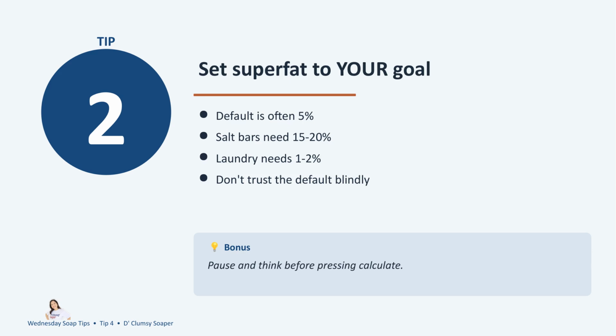Salt bars need a much higher superfat, somewhere between 15 and 20%, because salt hardens soap so aggressively that the extra oils help keep the bar from becoming uncomfortably drying on skin. On the other end, laundry soap bars need almost no free oils at all, typically 1 to 2%, because excess superfat leaves residue on your fabrics. So before you ever press calculate, stop and ask yourself what this soap is actually for, and set your superfat deliberately to match that purpose.